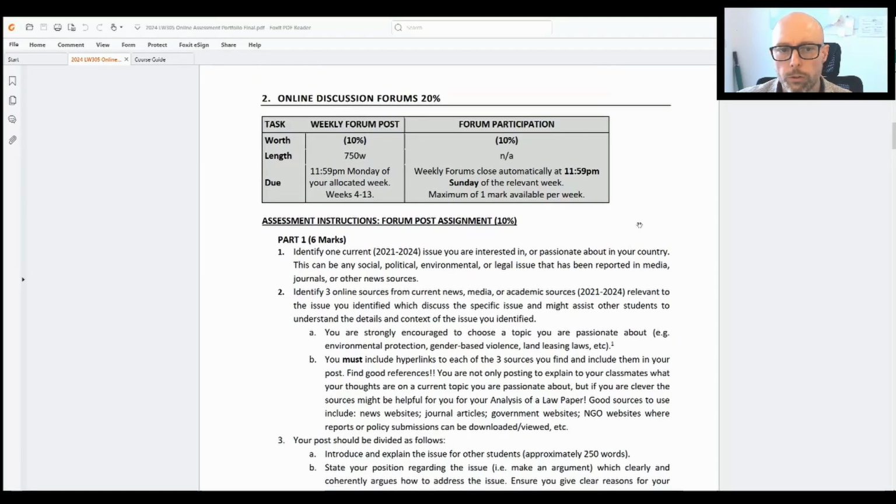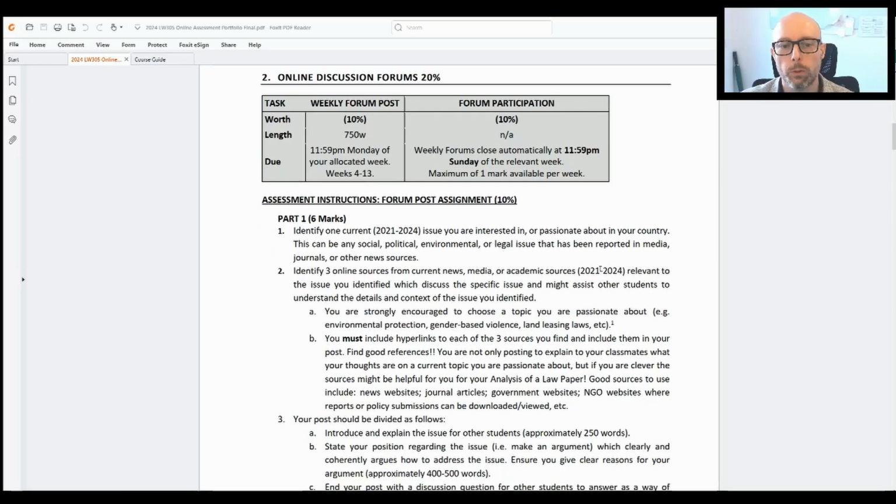So your instructions for the discussion forums are that, firstly, there is the forum post. So let's start there. You get 6 marks for part one. Part one, you need to identify a current issue, between 2021 and 2024, that you're interested in.